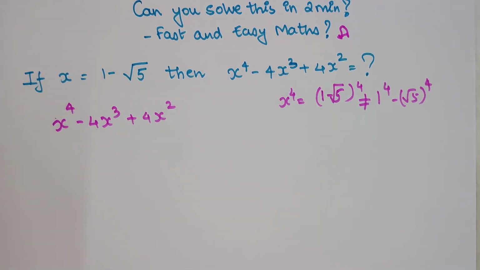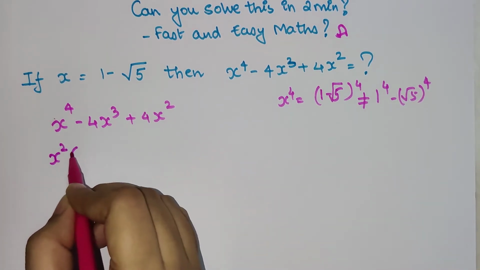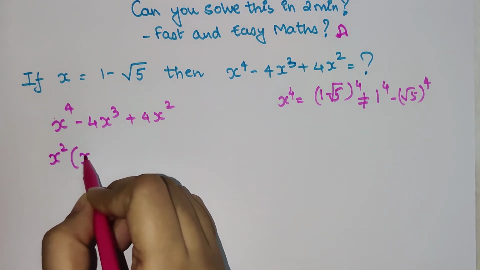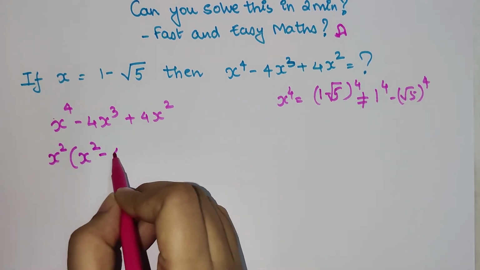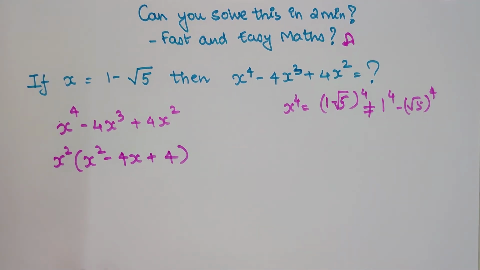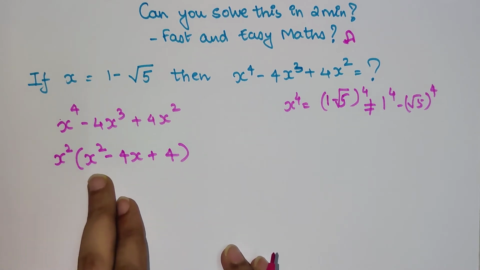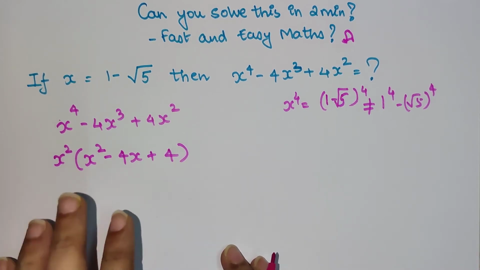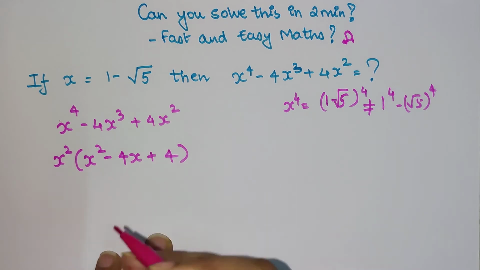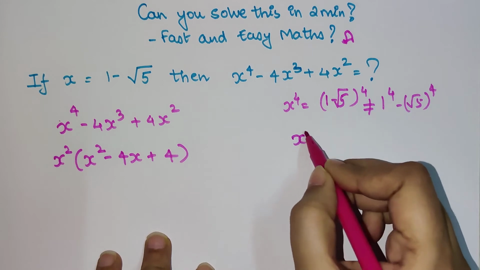But I can take something out, and that is nothing but x square. And then what I get is x square times x square minus 4x plus 4. Okay, so this is where we have landed. But after this also, what will we do? Now look closely at this particular bracket. You can see that this is a quadratic. This is actually something which can be solved very immediately, but if you think this is a quadratic, let's solve it over here.